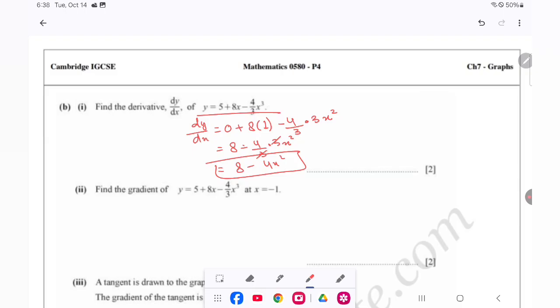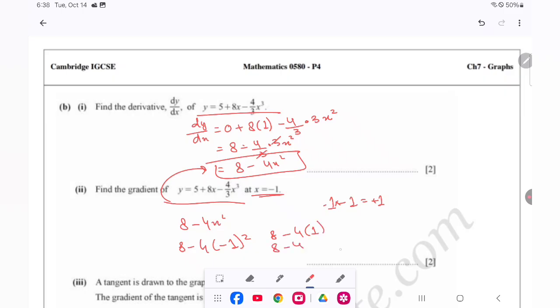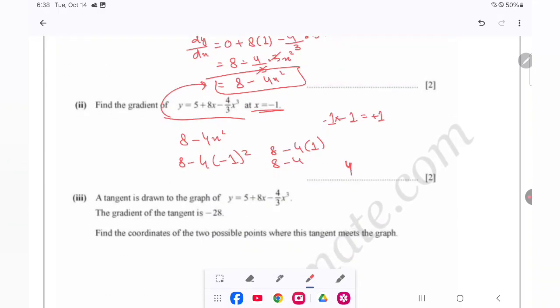Find the gradient. For the gradient, take the derivative of the equation. The derivative of this equation is this. We just calculated it and put the x value, which is -1. So -1 into -1 will be positive 1. So 8 minus 4 of positive 1. 8 minus 4, it will give you a positive gradient.